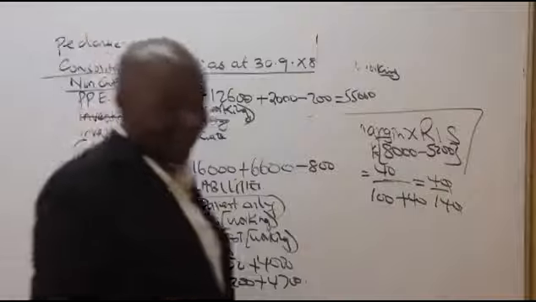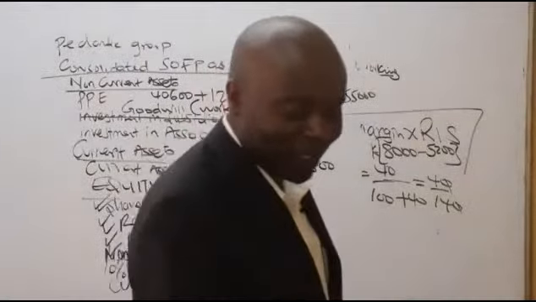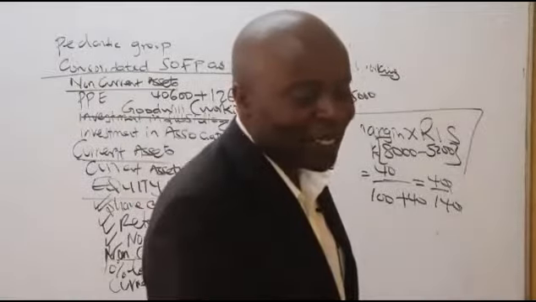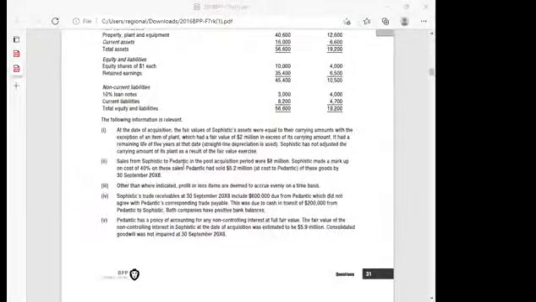Now, ladies and gentlemen, after that, listen to me very well. I know the next thing is about canceling the fake owings. Look at note number 4. That is the last thing here. Note number 4: Sophistic trade receivables as at 30th September include 600,000 due from Pedantic.